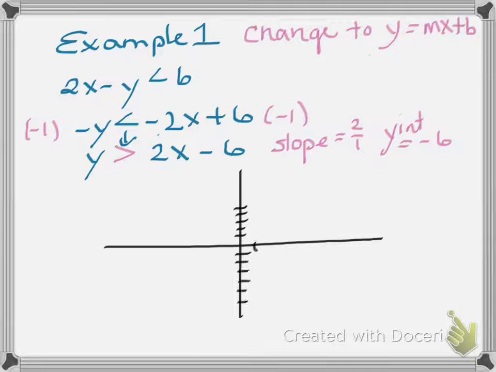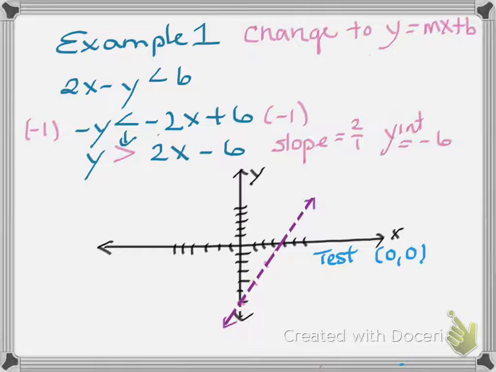Just like y equals mx plus b, the slope is in front of the x, which is 2 over 1, and the y-intercept here is -6. So I plotted the y-intercept, and I went up 2 over 1 and up 2 over 1. It is a positive slope, creating a line. Now, should it stay solid? Look back at the inequality. It does not contain equal to, so we are going to dash that line.